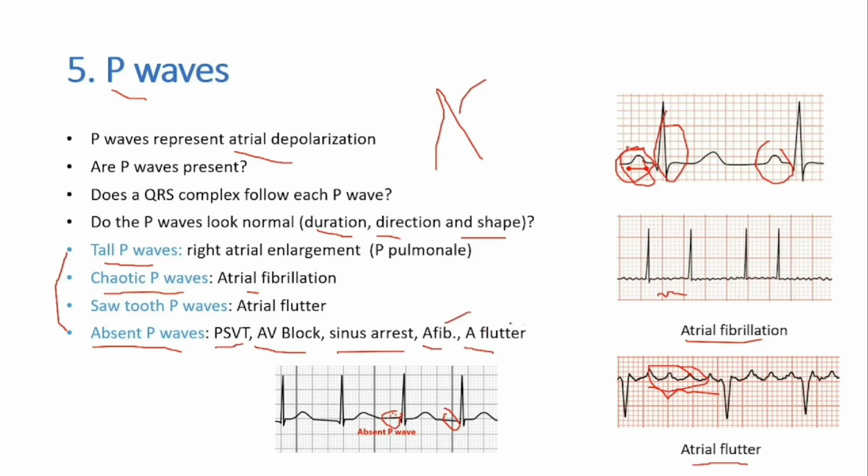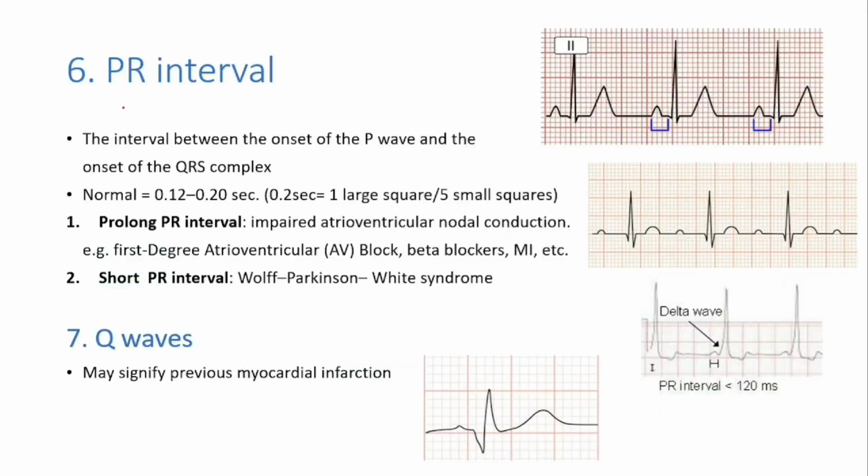They also cause absent P waves. Now PR interval is the interval between the onset of the P wave and the onset of the QRS. Normally the PR interval occupies five small squares or one large square. One large square is equal to 0.2 second or 200 millisecond.